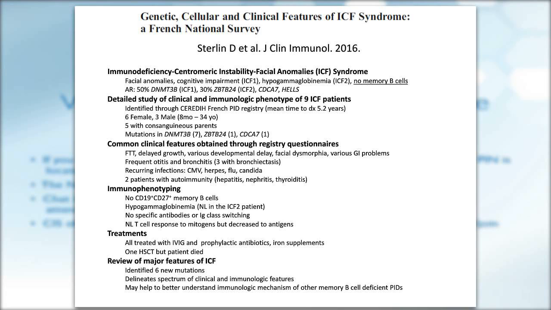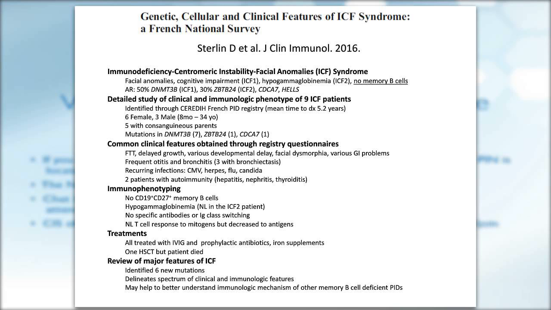Many of the patients did have hypogammaglobulinemia. However, it was normal in the ICF2 patient. Actually, I have to apologize. Up at the top, the hypogammaglobulinemia is actually more prevalent in the ICF1 patients, not the ICF2 patients. There was no specific antibody noted in some of these patients, nor was there any evidence of IgG class switching. However, they did have normal T-cell response to mitogens, but decreased response to specific antigens.